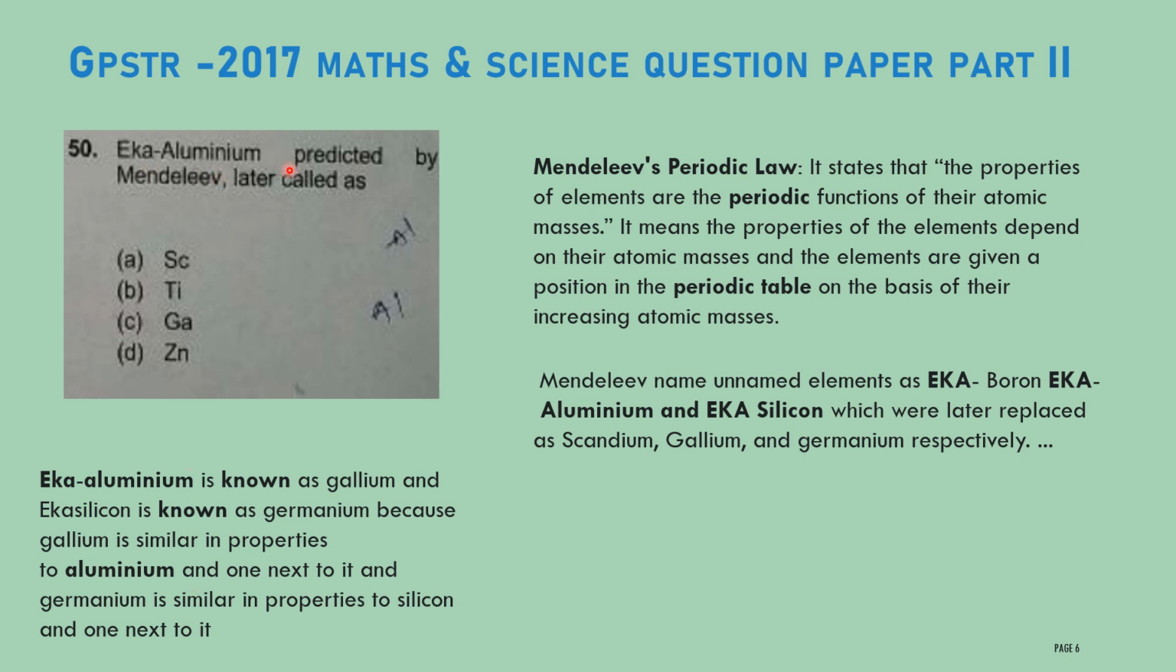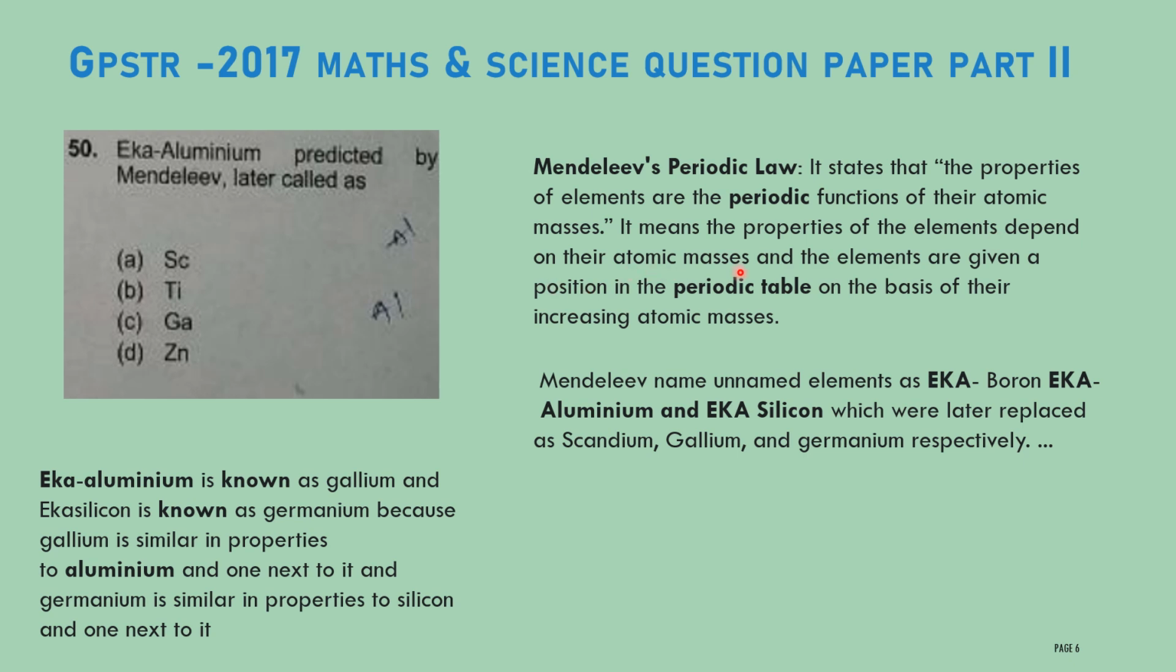Eka aluminium, predicted by Mendeleev, was later called: option A, silicon; option B, titanium; option C, gallium; option D, zinc. First we will see what Mendeleev's periodic law is. It states that the properties of elements are periodic functions of their atomic masses. According to Mendeleev, he arranged the elements in the order of their increasing atomic masses. It means the properties of the elements depend upon the atomic masses.